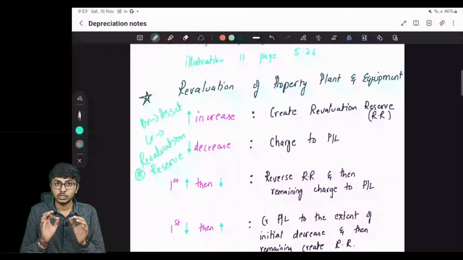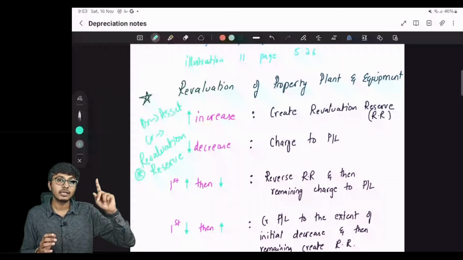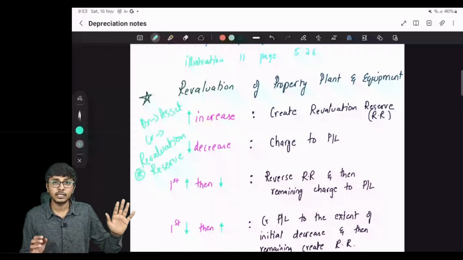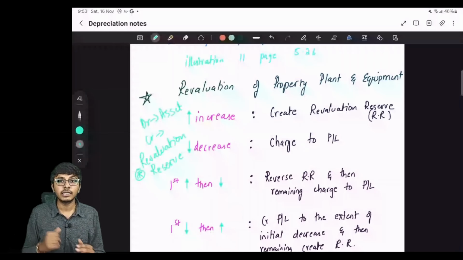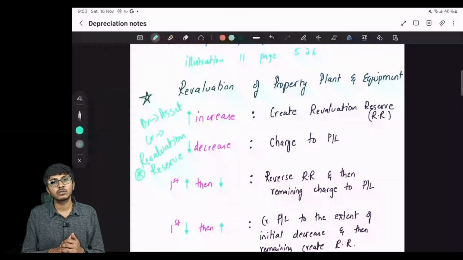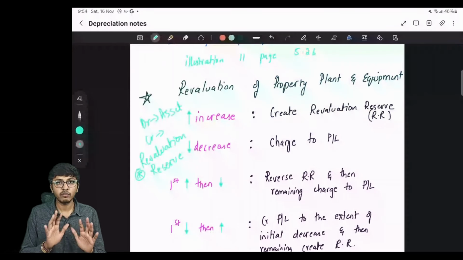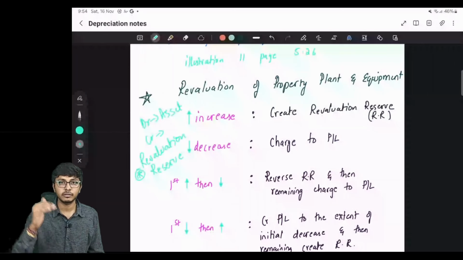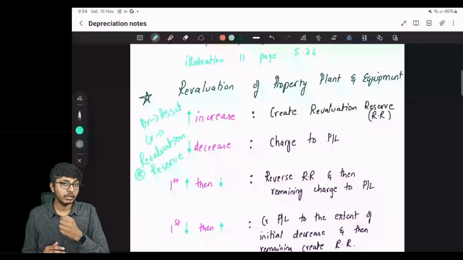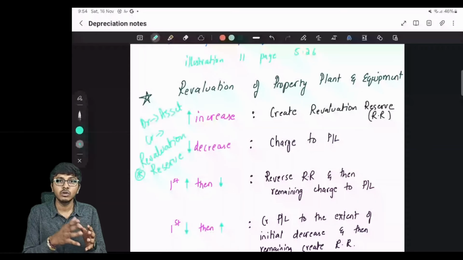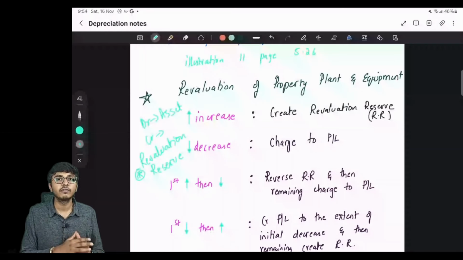Next, sir, what will happen? First the asset was increased. But later, after 2 years, we felt that by mistake we increased it by too much. We should not have increased so much. Suppose, as I told you, 9 lakhs was the asset value. We increased it to 20 lakhs. But after 2 years we realized we should have increased it to only 15 lakhs. The value of the asset is only 15 lakhs.